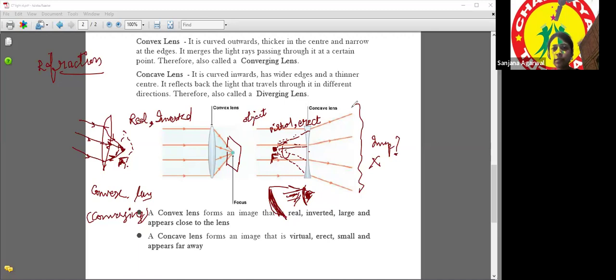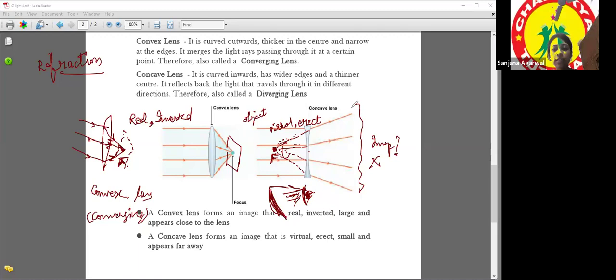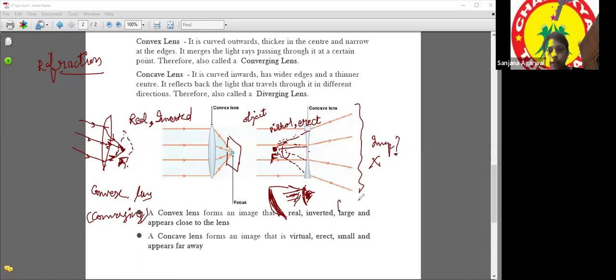Is it clear? Yes, ma'am. So please note this down. Ma'am, can you give an example of a convex lens? Just a second. The other name of a concave lens is diverging lens. If you compare this with the mirror, this is the reverse, meaning opposite. In mirror, convex was diverging. In lens, convex is converging, and concave is diverging.